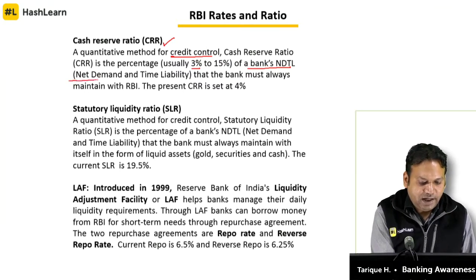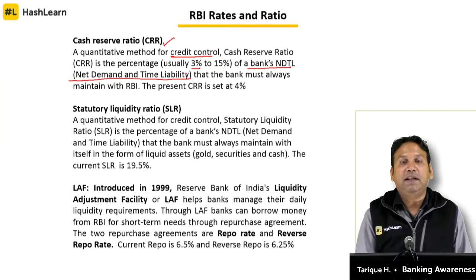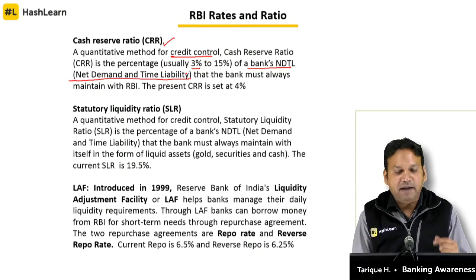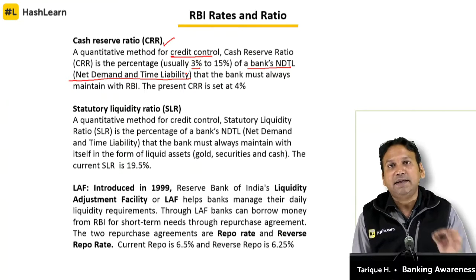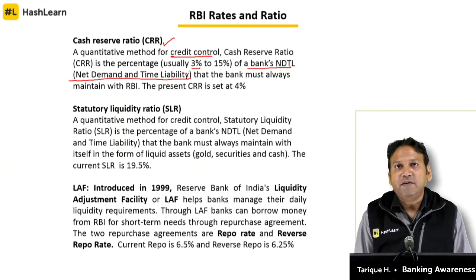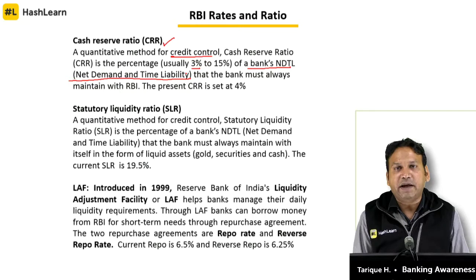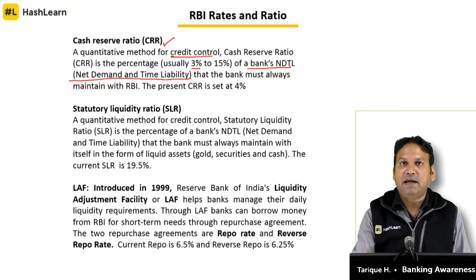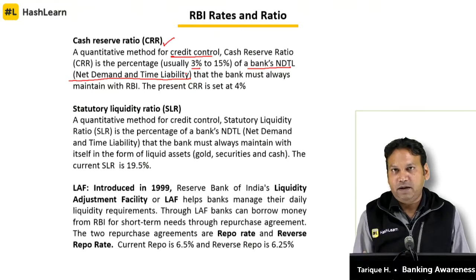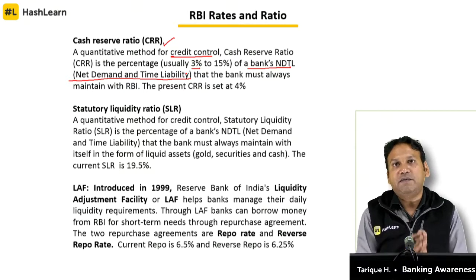What is NDTL? Net demand and time liability. Now this again I will be discussing with you. What is NDTL? Net demand and time liability. First of all, what is the liability for the bank? When you as a depositor give some money to a bank, that becomes a liability for the bank because the bank is liable to pay it back to you. Clear? Now there are two types of deposits.